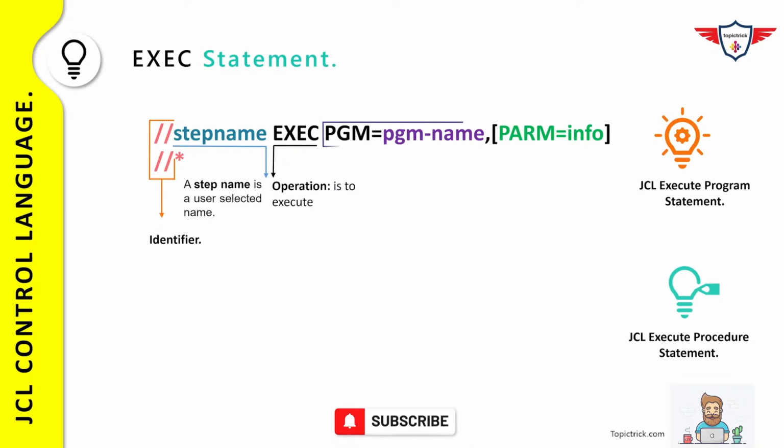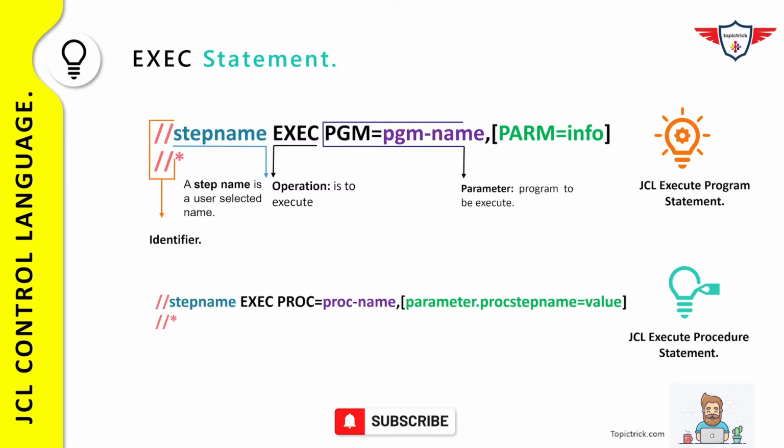After that you have PGM equals program name. This parameter is used to specify the name of the program that you want to execute. Although the PGM parameter looks like a keyword parameter, it is a positional parameter and it must be coded first on the EXEC statement. The next parameter is PARM, and it is generally used to pass information to your program with the help of a JCL.